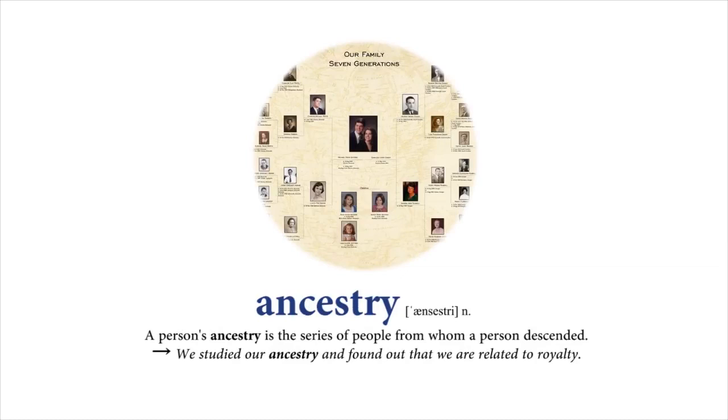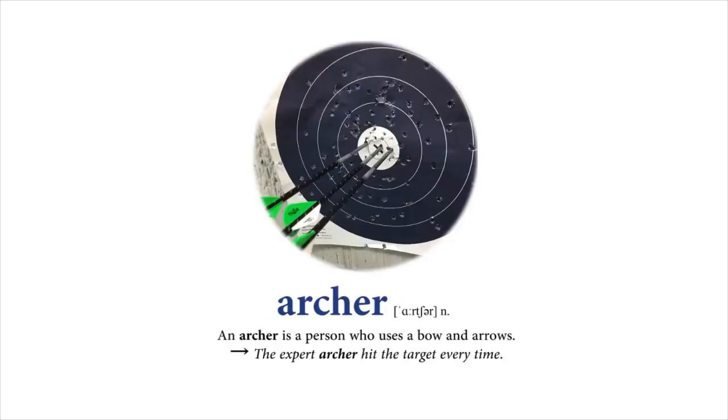Ancestry. A person's ancestry is the series of people from whom a person descended. We studied our ancestry and found out that we are related to royalty. Archer. An archer is a person who uses a bow and arrows. The expert archer hit the target every time.